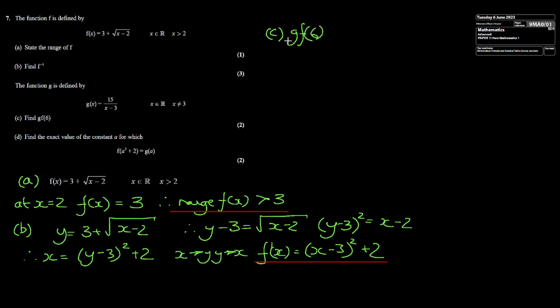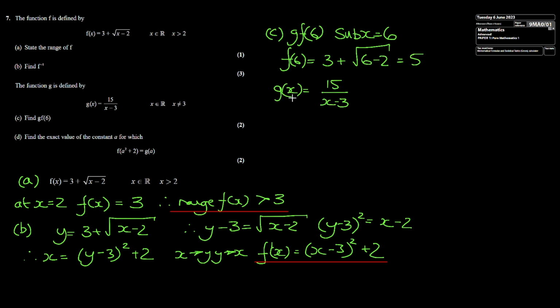And for part C, we need to find the solution for g f of 6. So first of all, we need to find what f of 6 is. So I need to put 6 into the function f. The square root of 6 minus 2, this being 4, is 2. So this is equal to 5. And we're told that g of x is 15 over x minus 3. If x is now 5, I put 5 in here. 5 minus 3 is 2. So therefore, g of 5 is equal to 15 divided by 2. And that's the answer to part C.